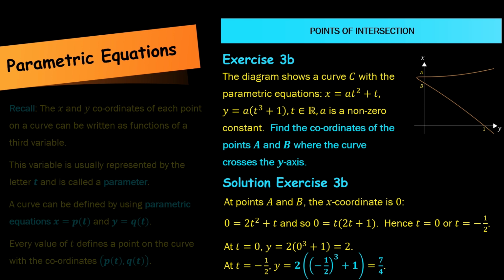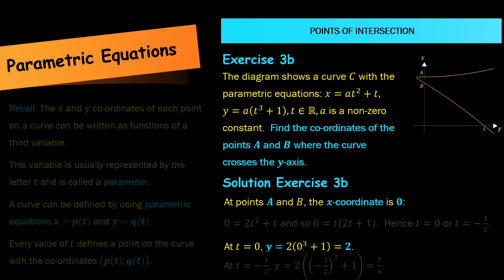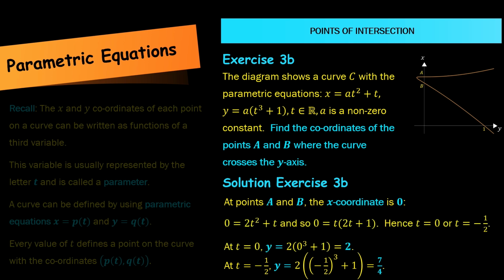So at point A, when x equals 0, y is equal to 2. And at point B, when x is equal to 0, y is equal to 7 over 4. Therefore, A equals 0, 2, and B equals 0, 7 over 4.